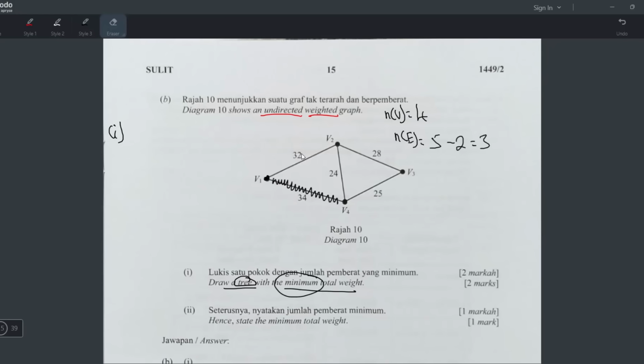So instead of taking 32, I will take the second edge with the biggest weight, right? So after 32, what's the highest weight after 32? 28, right? So let's try erasing this. So what's left? This. So now tell me, is this a tree?